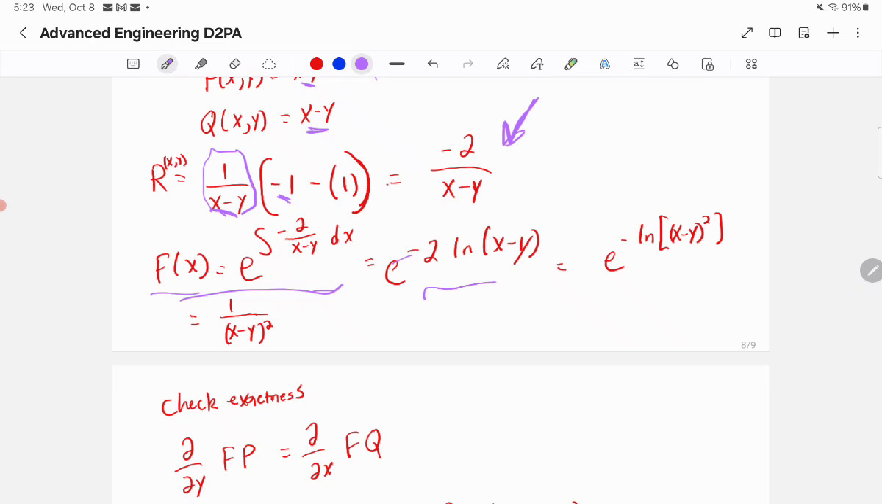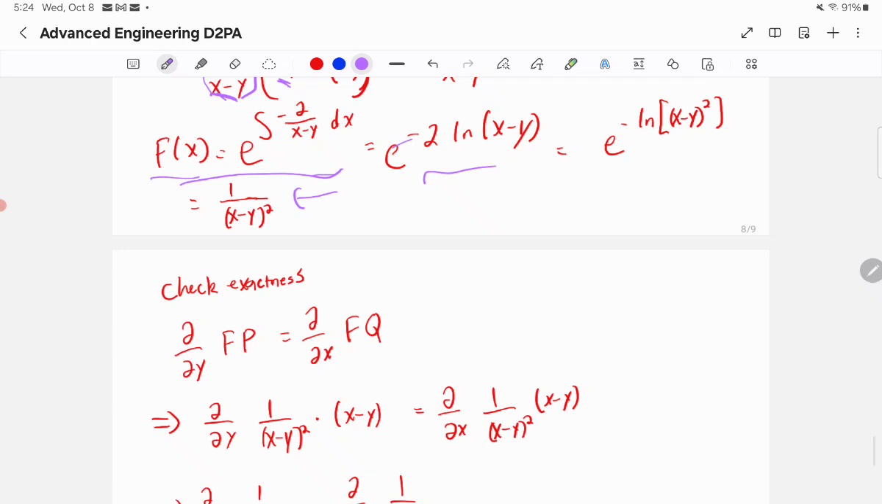That has to be equal to the integral of e to the minus 2 natural log of x minus y. I move the 2 into the exponent here, and then at the end, e to the log, well, this is minus log, so the e to the minus log means I have to take the reciprocal of it when I move it down, so it becomes 1 divided by x minus y squared. Now, this is my integrating factor according to this approach, assuming that it's a single variable integrating factor.